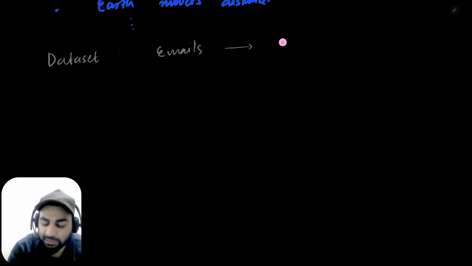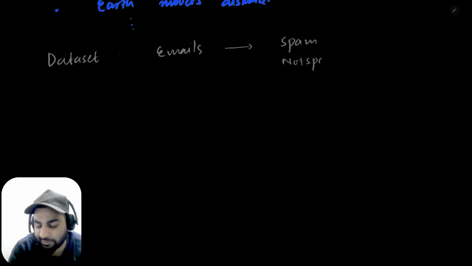So let's consider again, reiterating this. Let's suppose we have a data set in which we have spam emails. We are given emails, and we have to detect whether an email is spam or not spam. This is a binary classification problem. So what will be given? You will be given a bunch of emails, let's say thousands of emails, and corresponding there will be labels also.